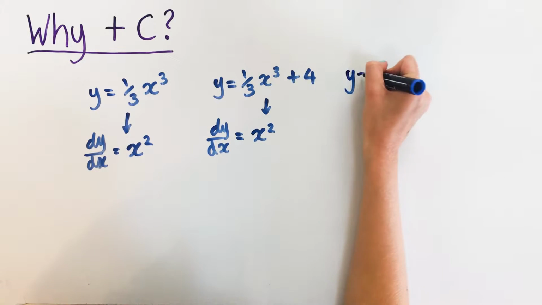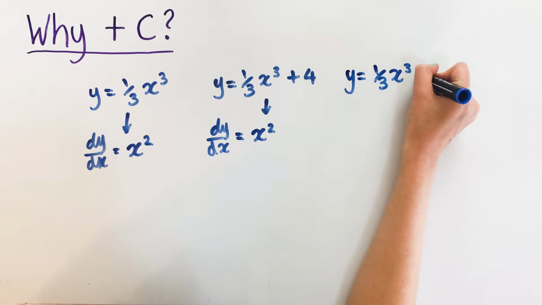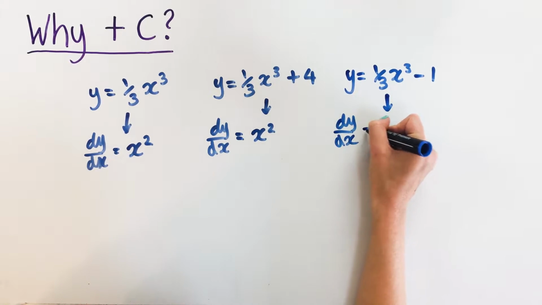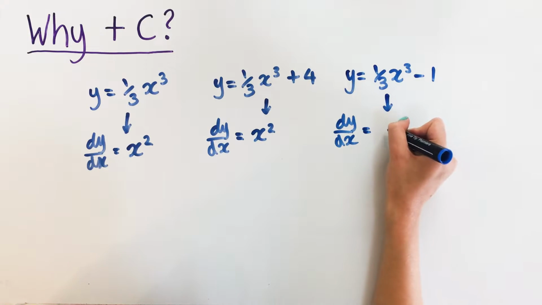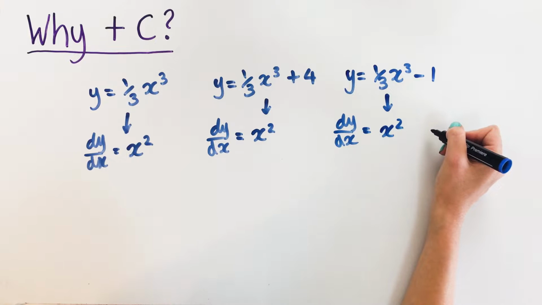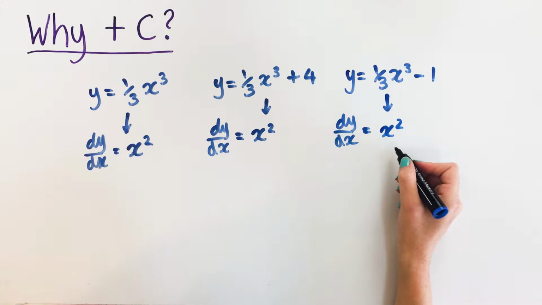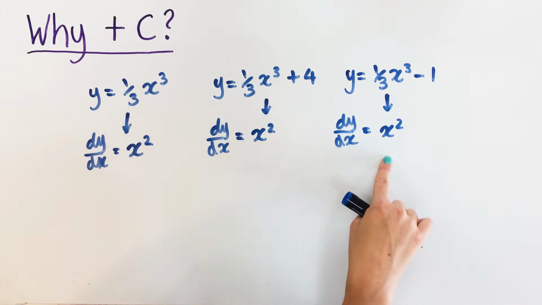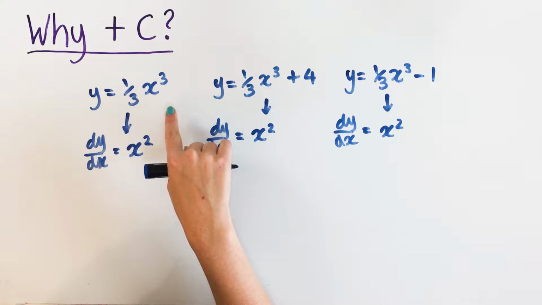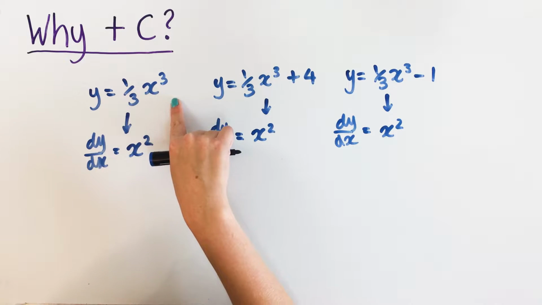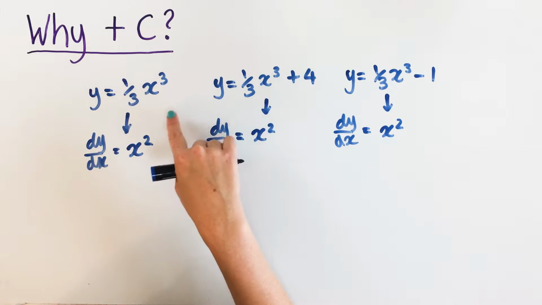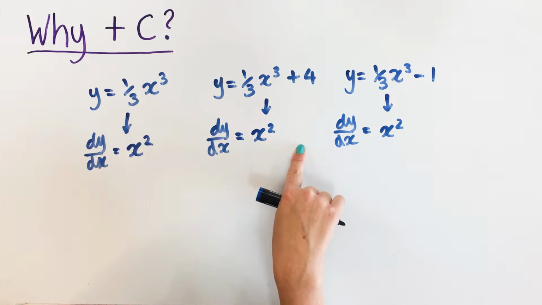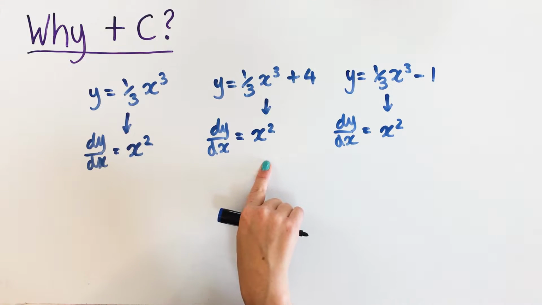How about the function y equals a third x cubed minus 1? Well, if we differentiate this, once again the third x cubed term differentiates to x squared, minus 1 disappears as a constant, and so once again we have the differential being x squared. What you notice here is that all these different functions differentiate to the same function. And in fact, if we added or subtracted any constant to the third x cubed, so plus 5, plus 100, minus 3, whatever constant term, it's always going to disappear on differentiation. So we're left with a lot of functions that differentiate to the same thing.